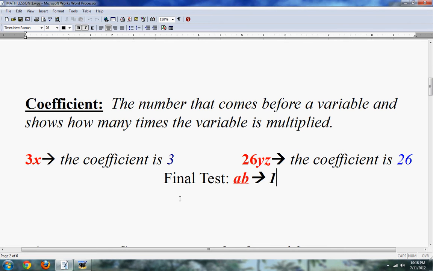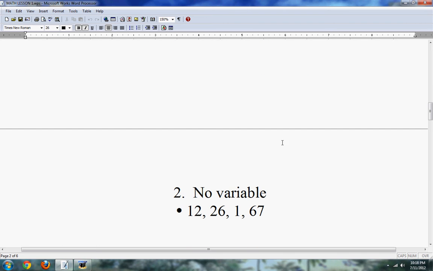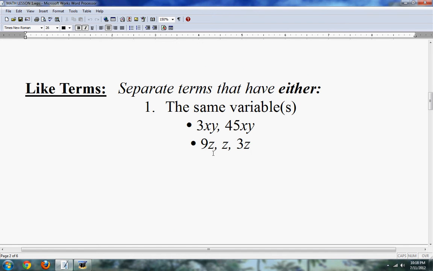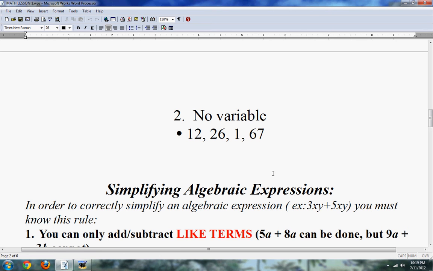The other vocab word is like terms, and I define that as separate terms that have either the same variables or no variable. With the same variable, we have like 3xy and 45xy. They're like terms because they both have xy, or 9z and 3z. They all have z. Or no variable, which is any number, 12, 26, 1, 67, whatever, any number you can think of.